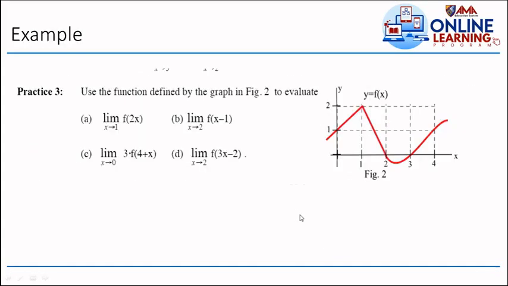Okay? So again, for 5 minutes, we have your practice 3. Use the function defined by the graph in figure 2 to evaluate: A, the limit of the function of 2x as x approaches 1. B, the limit of the function of x minus 1 as x approaches 2. Letter C, the limit of 3 multiplied by the function of 4 plus x as x approaches 0. Letter D, the limit of the function of 3x minus 2 as x approaches 2. Okay?